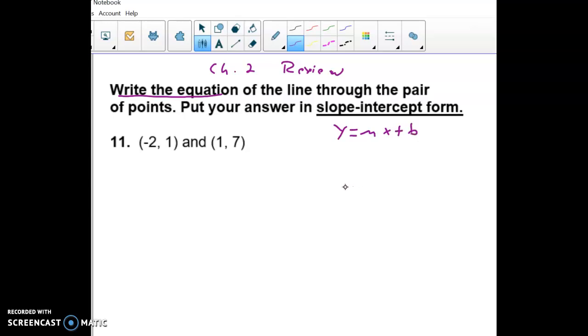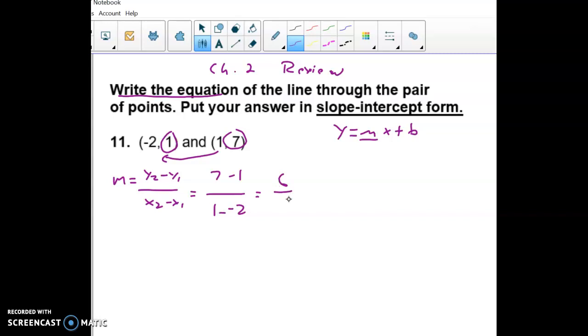Okay, so the trick is we're going to need to find the slope. So there's that little formula that we've used a bunch, where you subtract the y's on top. And most students, again, when I see this, they put the 7 first. So I'm going to do 7 minus 1 for my y's, and then the x's I'm going to do in the same order. So 1 minus negative 2. So we're going to get 6 over, this becomes a plus, so 3. This means our slope is 2.